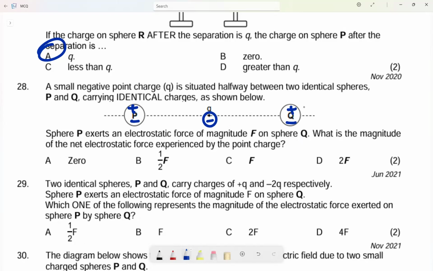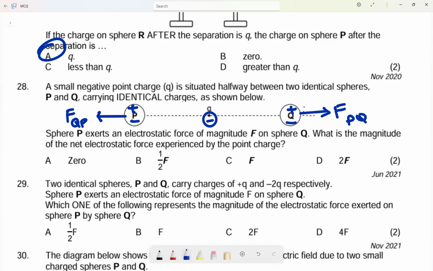The question is, sphere P exerts an electrostatic force of magnitude F on Q. So it means now this will be a repulsion force. This is the force that Q experiences due to R, the force of R on Q. Therefore, this one will also experience the force of Q on P. There will be a repulsion force.